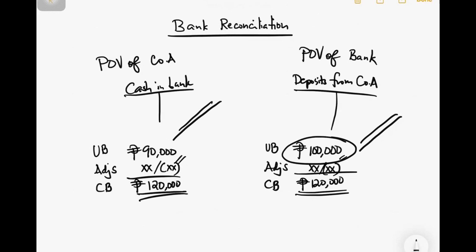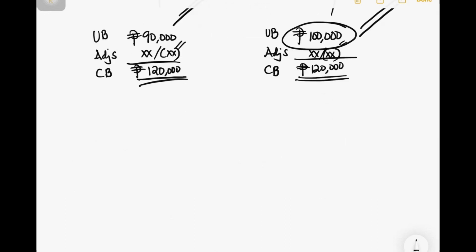Because after the adjustments with the books, everything should be correct already. After the adjustments with the bank, everything should be corrected already. In turn, they should equal in value after the adjustments. Again, after the unadjusted balance, you will be adding or subtracting your adjustments to get your correct balance. And the correct balance should equal.